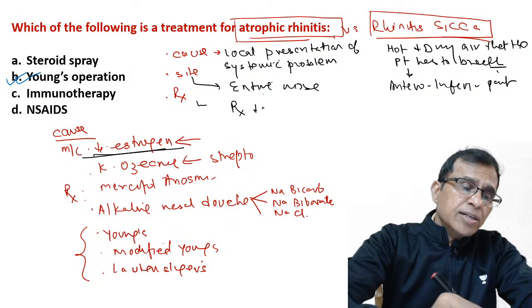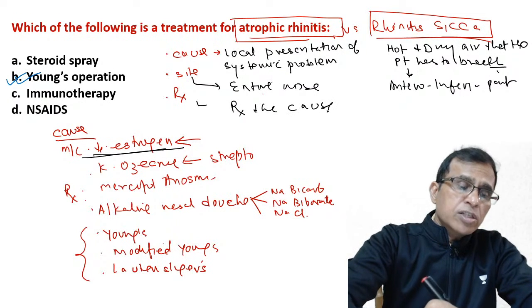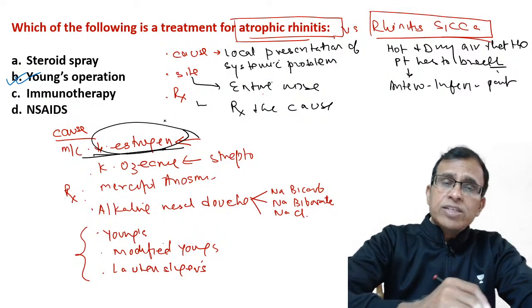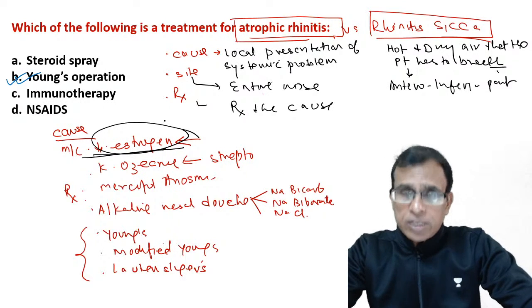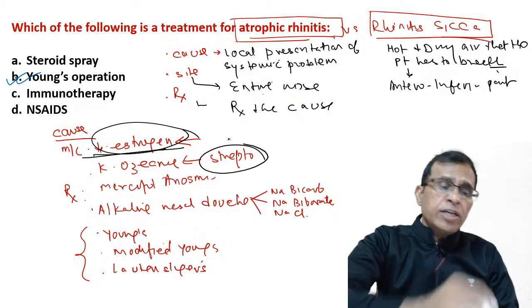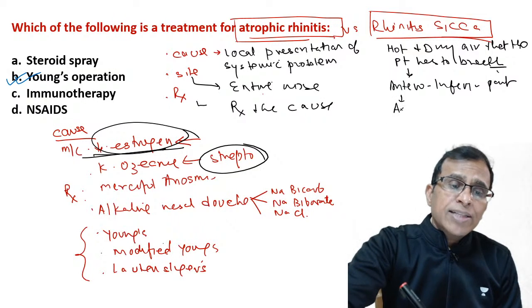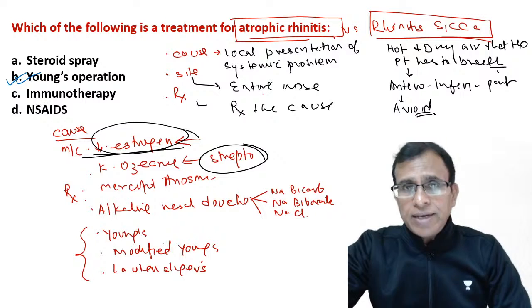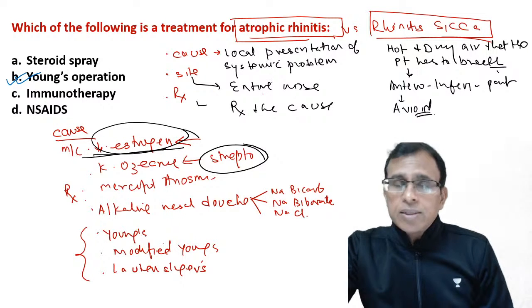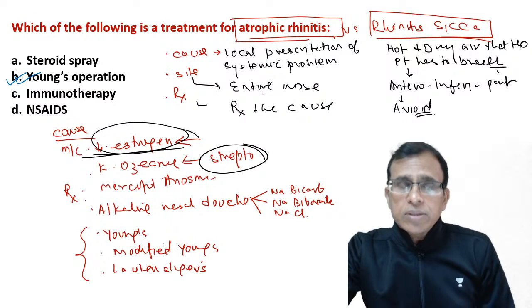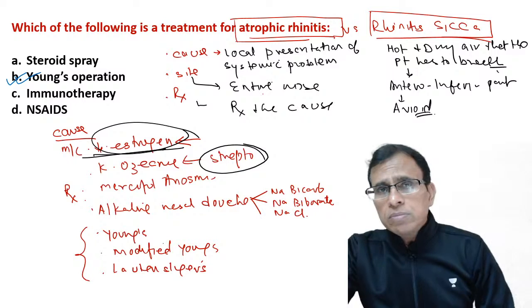And that's why in this, what do you do? You treat the cause. You find the cause. As I told you, if it is estrogen, you have to give estrogen. If it is vitamin D deficiency, you have to give vitamin D. If it is infection, you have to give antibiotics. But in this, what do you do? Just avoid that air. If you can somehow avoid that hot and dry air that the patient breathes, then the problem will go away. It's a more local problem, easy to treat.